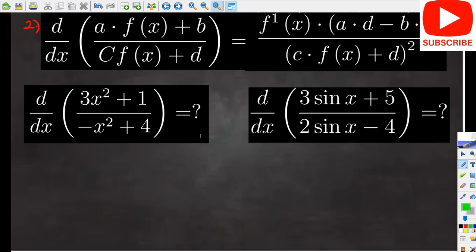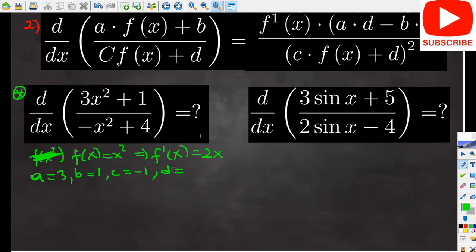Okay, let's solve the first problem. In this first problem, what I see is d over dx of 3x squared plus 1 divided by negative x squared plus 4. As you can see, there is x squared on top and x squared on the bottom, which means my f of x function is x squared. Let's figure out the first derivative, and that's going to be just 2x, applying the power rule. Then a is 3, b is 1, c is negative 1, and d is 4.